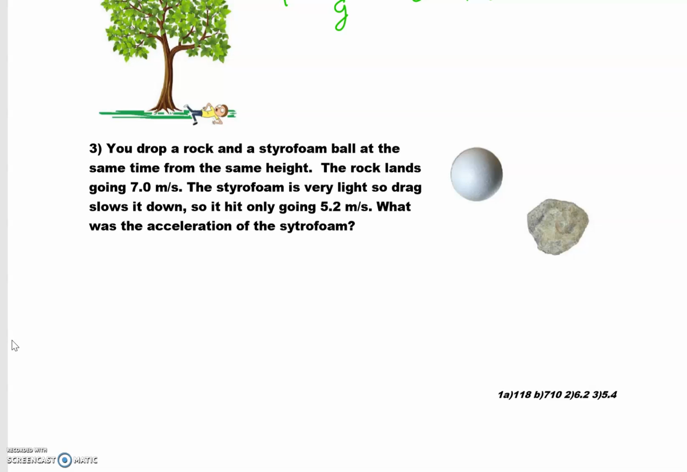So since I know the acceleration for the rock, I can find the time that the rock fell for, which would be the change in V for the rock divided by G, or 9.81. And once I have that, since I have the time and I can use the average V for the rock, I can find the distance the rock fell, which would be the time of the rock times the average speed of the rock. Now, the rock and the styrofoam were dropped from the same height. So now that I found the distance for the rock, I also know the distance for the styrofoam is going to be the same distance.